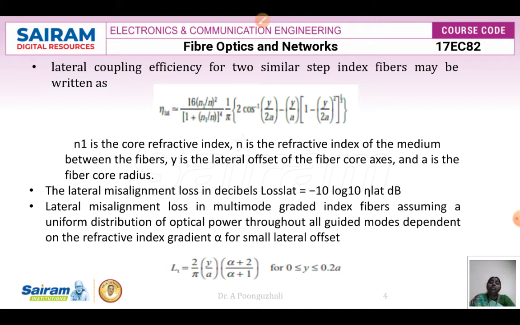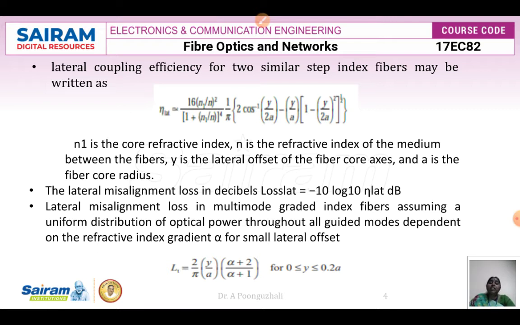Now we are going to see a multimode graded index fiber. Here in this case, when I consider a multimode graded index fiber, there is a uniform distribution of the optical power throughout the guided modes. Because in your multimode graded index fiber, the refractive index is continuously varying in the core, it follows almost a parabolic profile. In that case, the lateral offset is of a very low value.